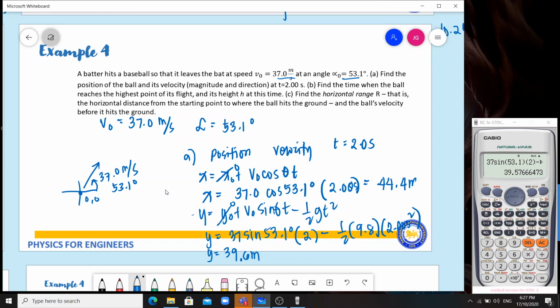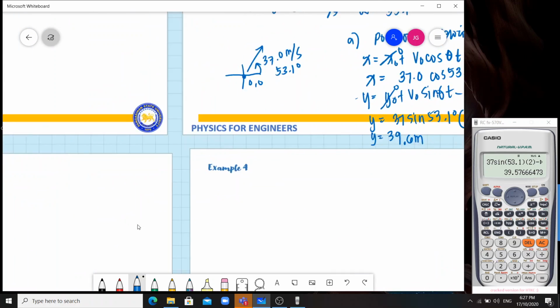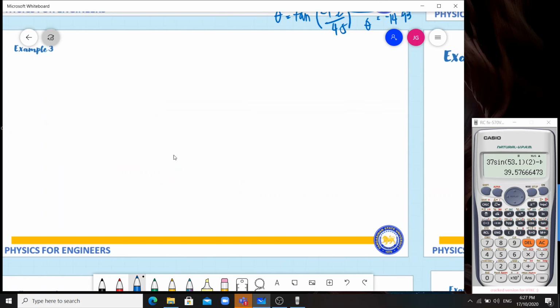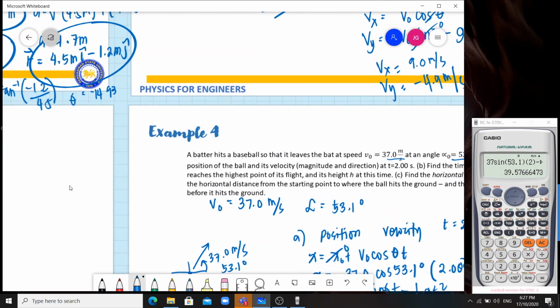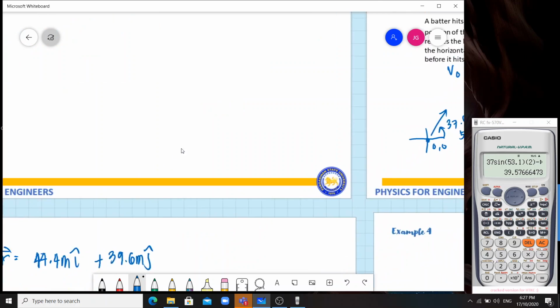So if we write it as a position vector, the answer is 44.4 meters i plus 39.6 meters j. So we have solved the position. Let's go to the velocity.